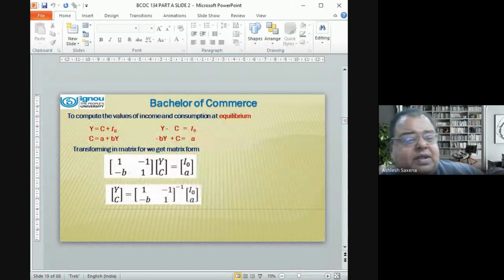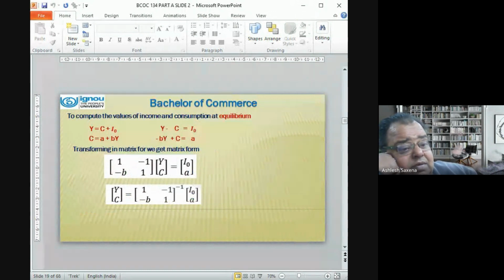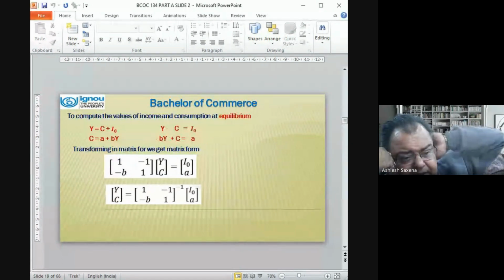Now see, to compute the values of income and consumption at equilibrium, we will be bringing all the variables to one side and the constant number on the other side of the equation. While we are solving the linear equations, we have to consider only the coefficients. So we will be picking the coefficient of Y as 1 and the coefficient of C will be minus 1. In the second equation, the coefficient of Y will be minus B and the coefficient of C will be 1.